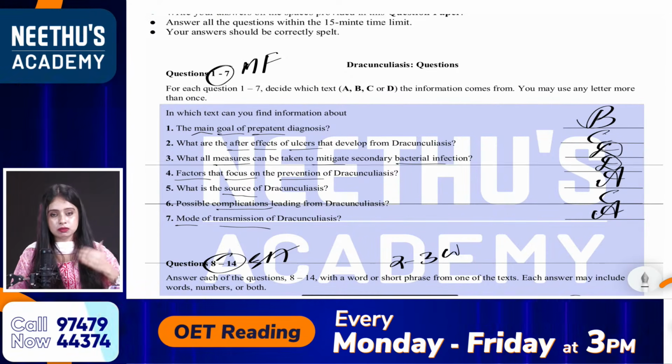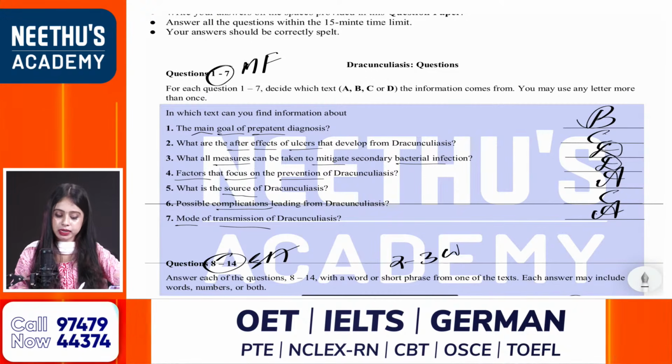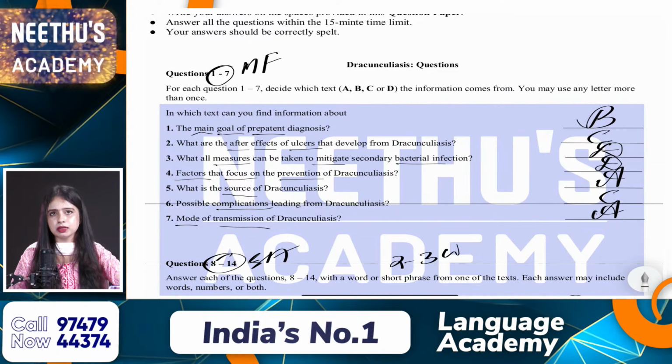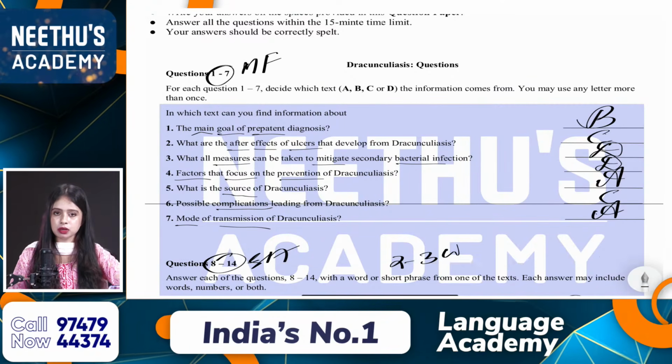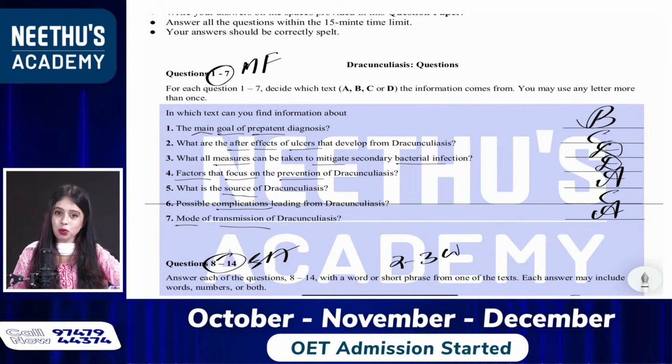Fish is mentioned in some other text. Which is that one? In which text? This one. Okay, in text D they have mentioned about the prevention, and in some other text also they have mentioned about the term fish. In which text? Don't look. Okay, tell me without looking.